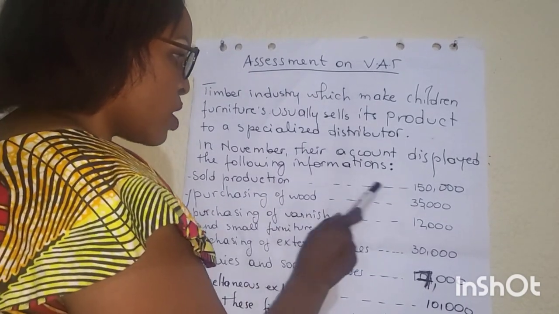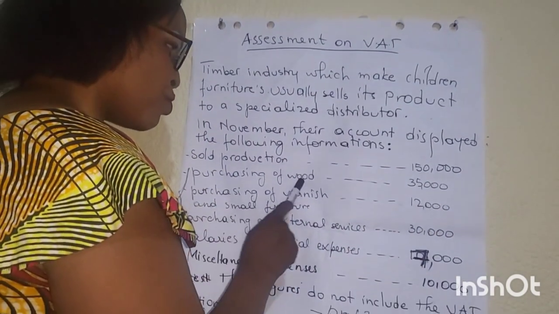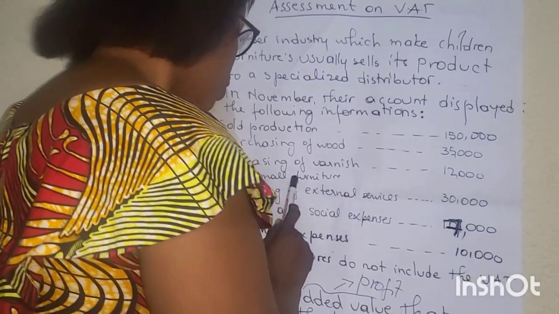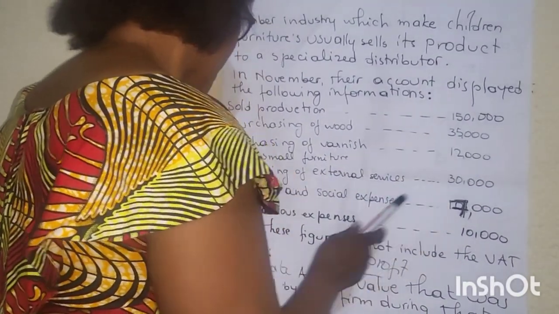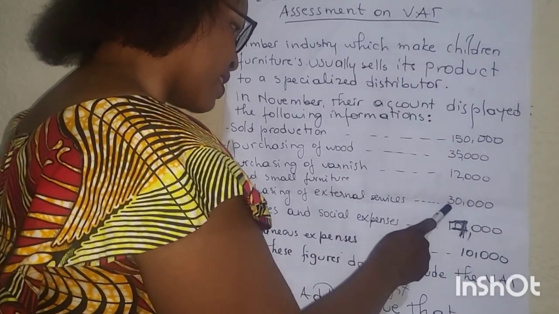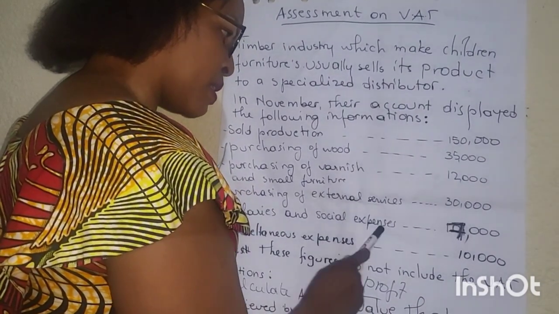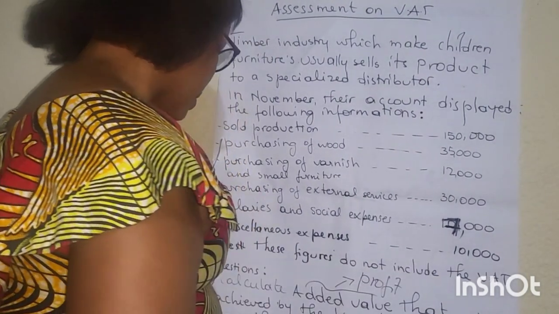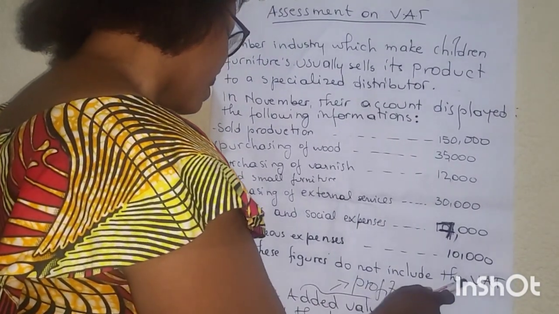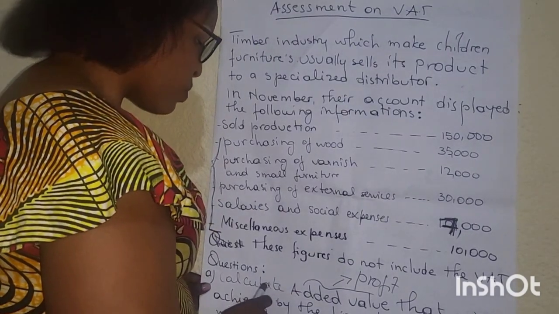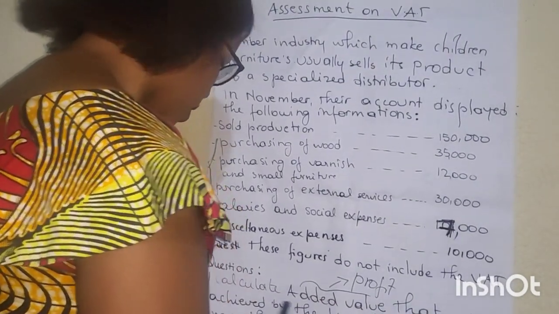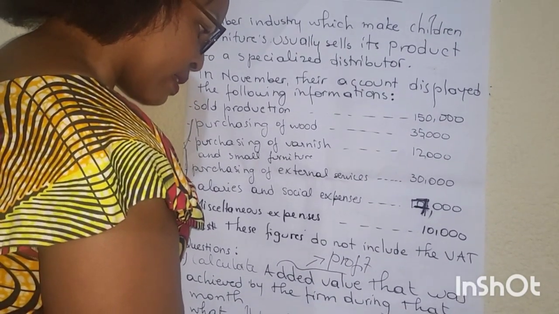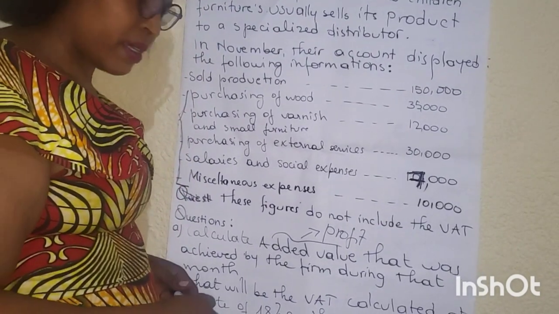Sold production, 150,000 Rwandan francs. Purchasing of wood, 35,000. Purchasing of furniture and small furniture, 12,000. Purchasing external services, 30,000, and salaries and social expenses 7,000, miscellaneous expenses 10,000. These figures do not include value added tax. So the question is this: A, calculate the added value that was achieved by the firm during that month. B, what would be the value added tax calculated at the rate of 18%?